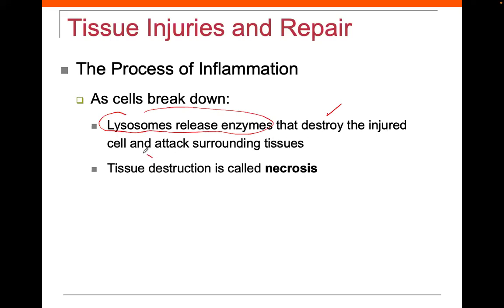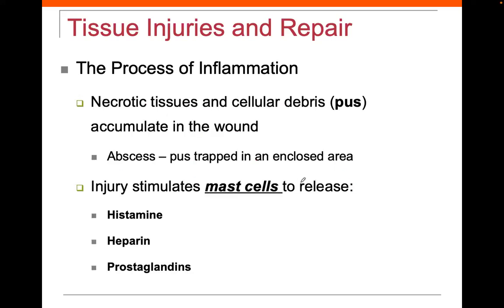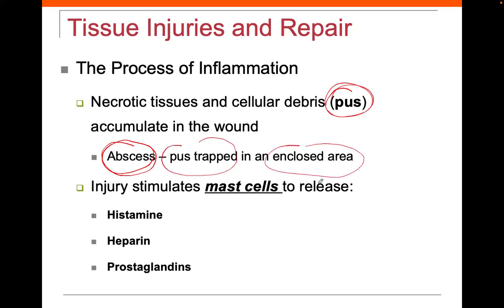And when the tissues become destroyed, it becomes necrotic. They call it necrosis. Necrosis or necrotic. It actually becomes like black, deadened tissue. So necrotic tissue and cellular debris becomes what we call pus. It can accumulate around the wound. Sometimes the body creates an abscess when it walls it off, right? The pus becomes trapped and walled off in an enclosed area.